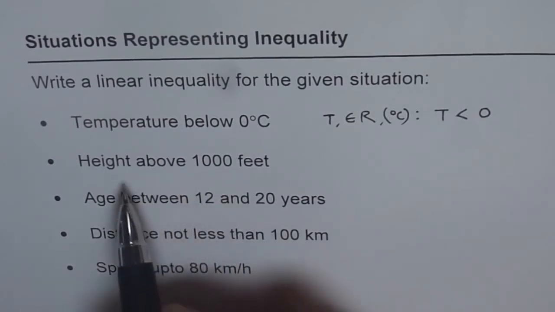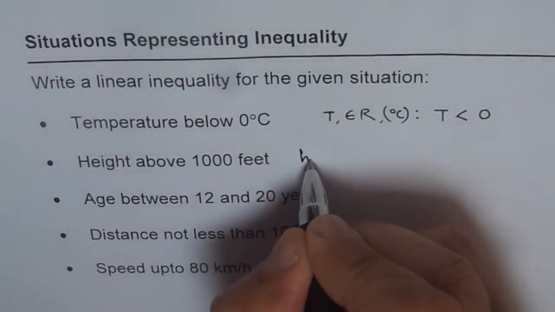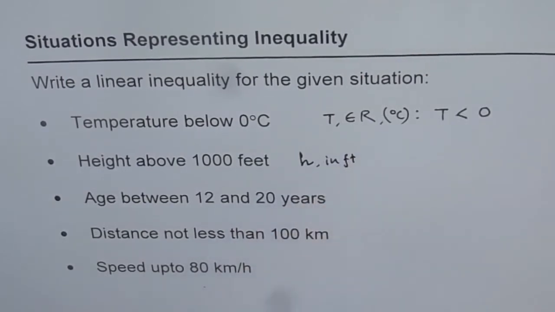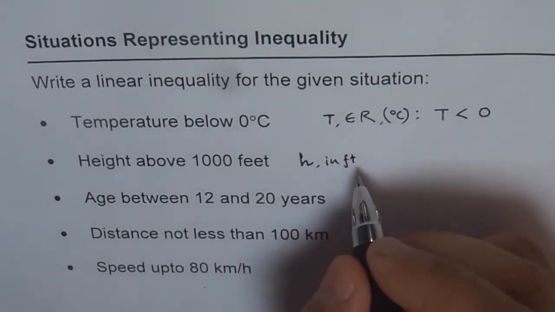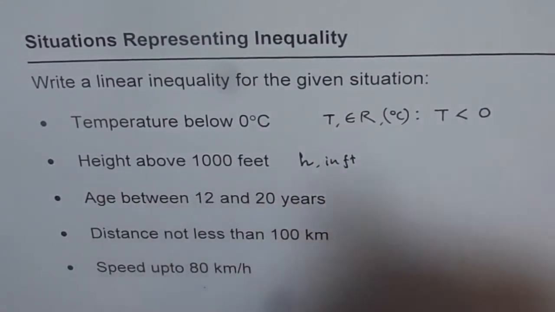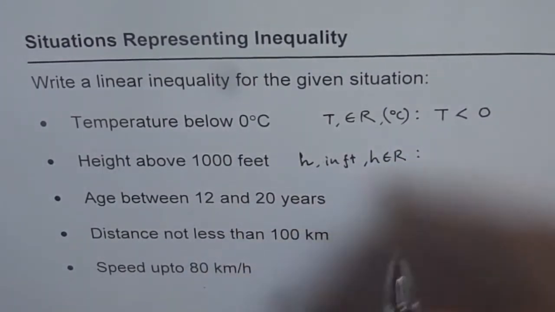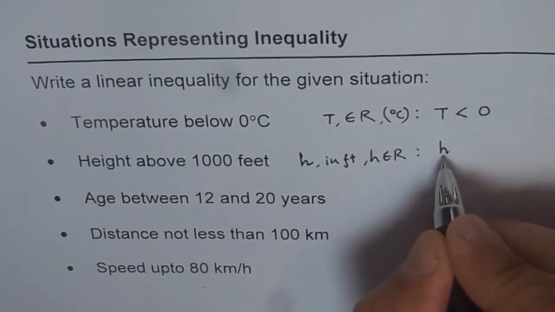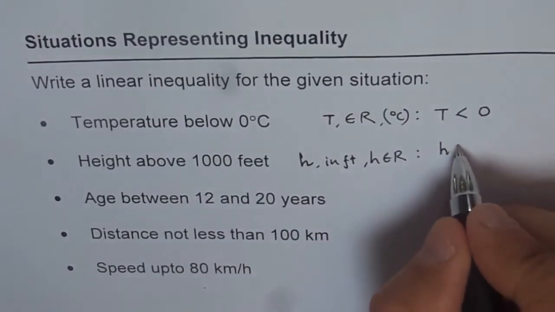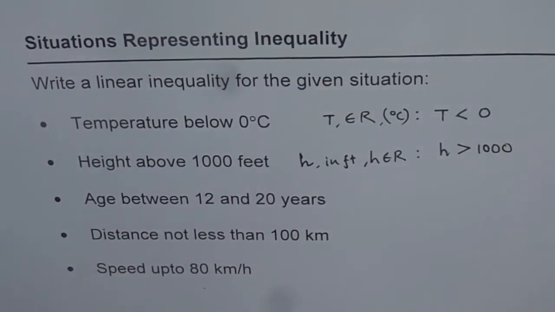The next one is height above 1000 feet. So let's define our variable, and let's say let h be the height in feet, okay? In feet, and h of course belongs to set of real numbers, right? Because it is any real number. So height above 1000 feet, so h belongs to set of real numbers, and we can write this as an inequality saying that height is greater than. Above means greater than, not including 1000. Greater than 1000, right? So that is how we will write it in inequality.